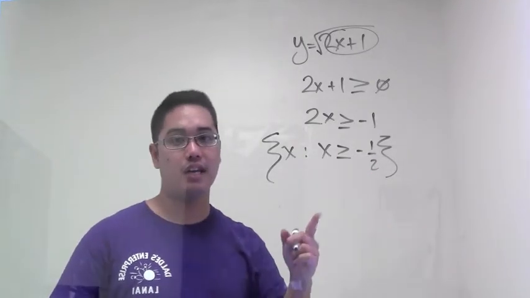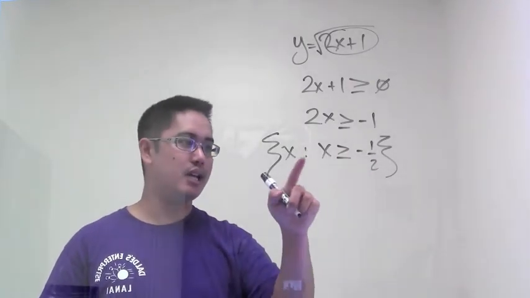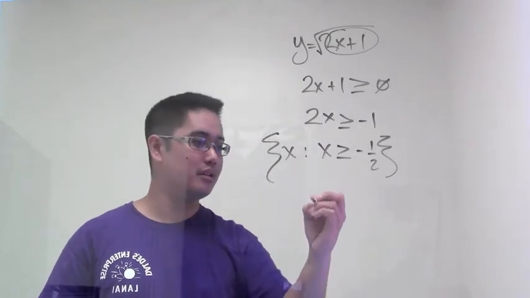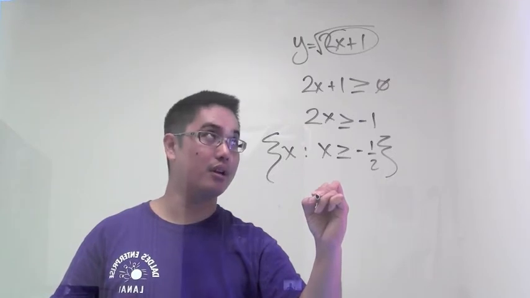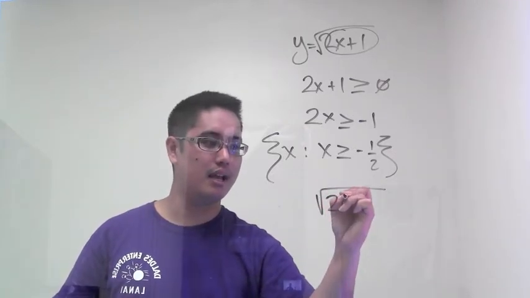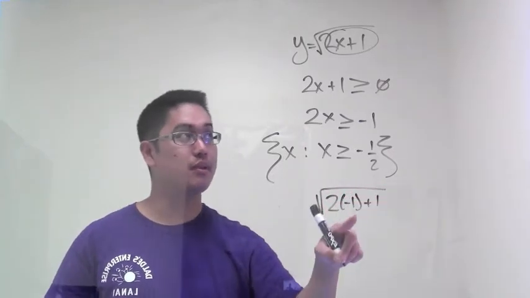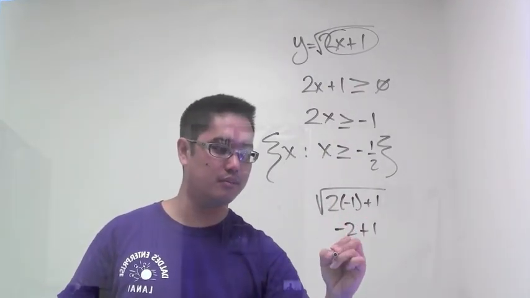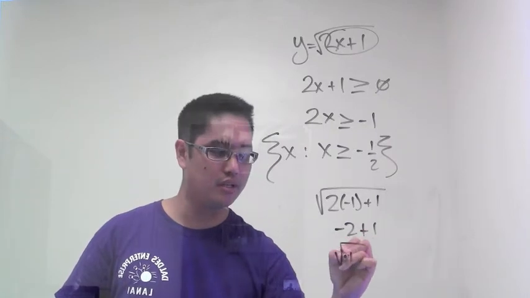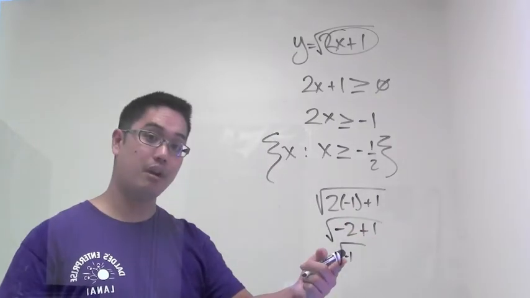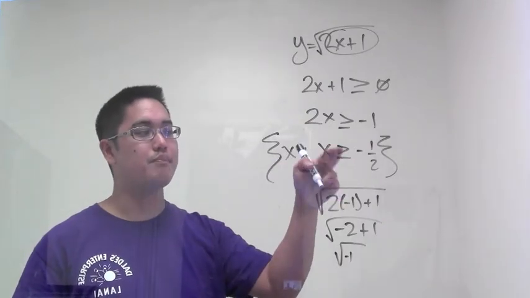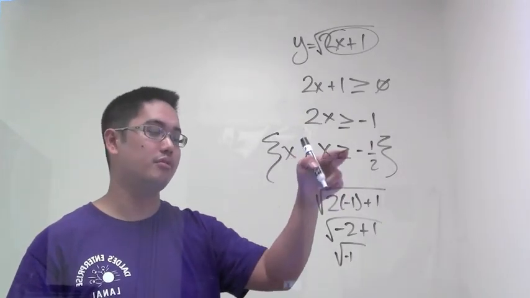If it were smaller than negative 1/2, well, let's try that. Let's take an x that is smaller than negative 1/2. Negative 1. So if I have x equals negative 1, I'll have the square root of 2 times negative 1 plus 1. I'm just plugging negative 1 into here. That becomes negative 2 plus 1, which becomes the square root of negative 1. That's a problem. So your domain is all the numbers that are bigger than or equal to negative 1/2.